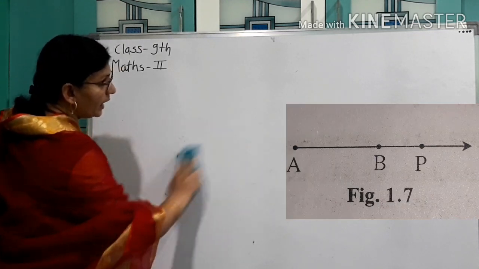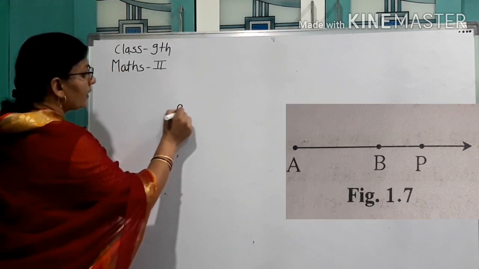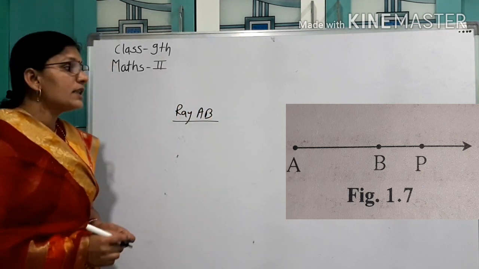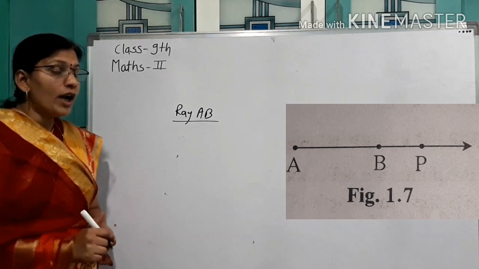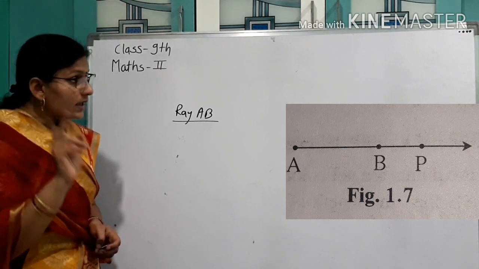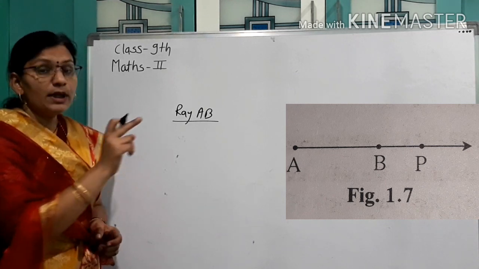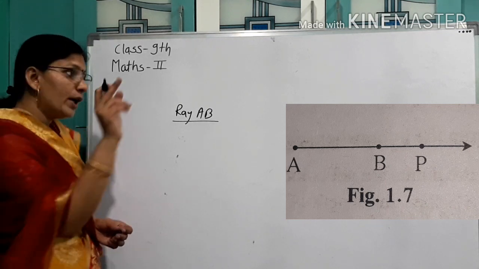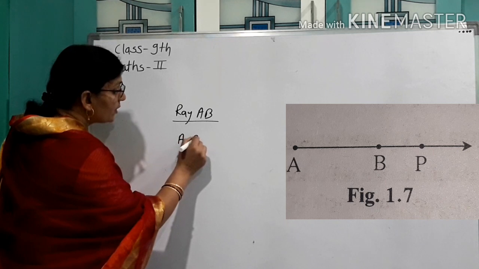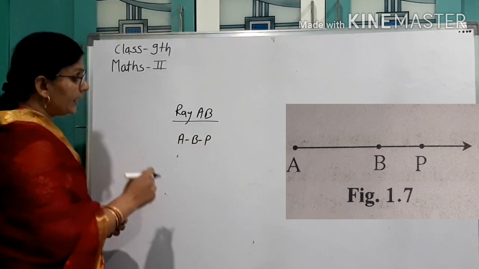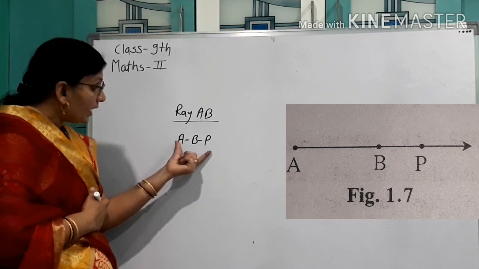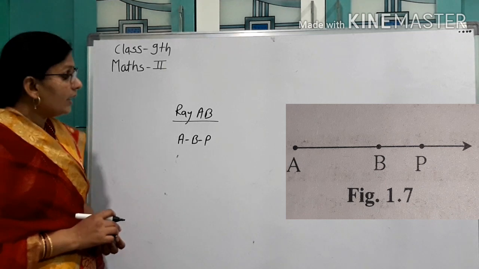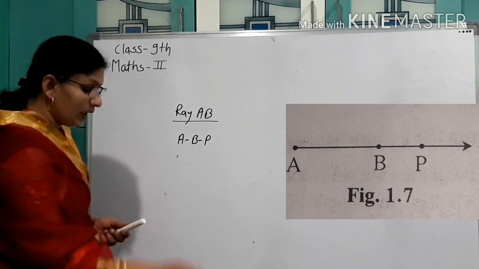Then, observe this figure of ray. Ray: the union of points on segment AB and point P such that, here observe that these two points A and B are distinct. The set of points on segment AB and point P such that A-B-P, that is, point B is in between point A and P. Then we say that that figure is ray AB, and here A is the end point of ray AB.